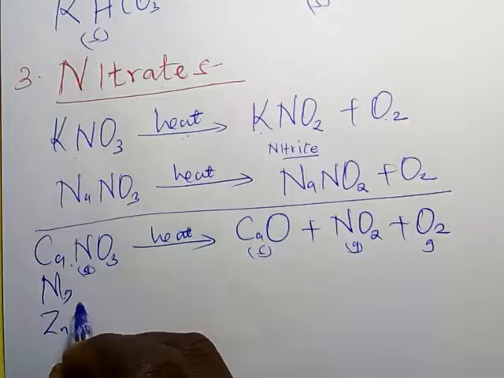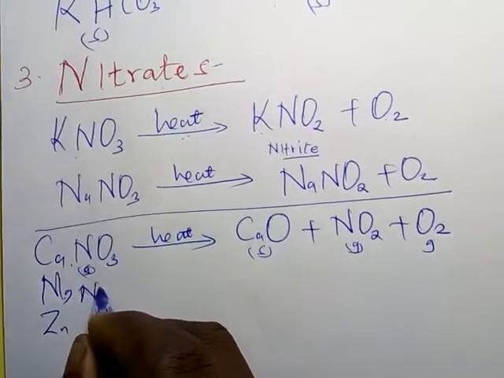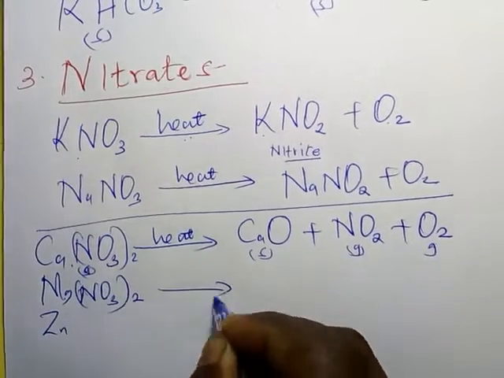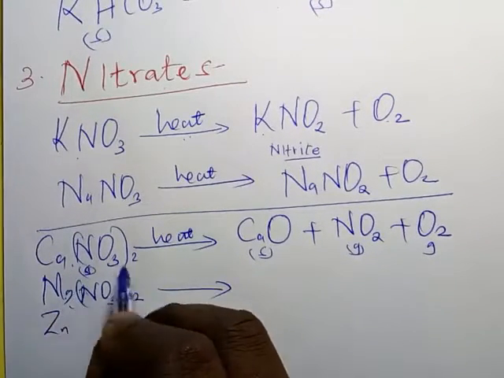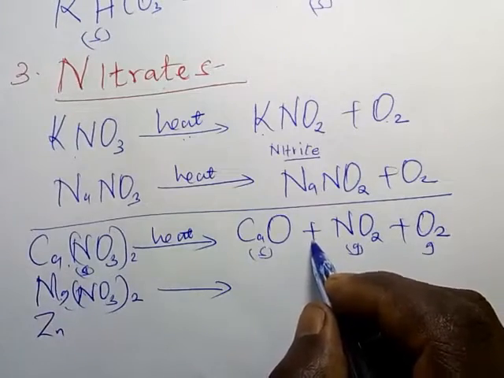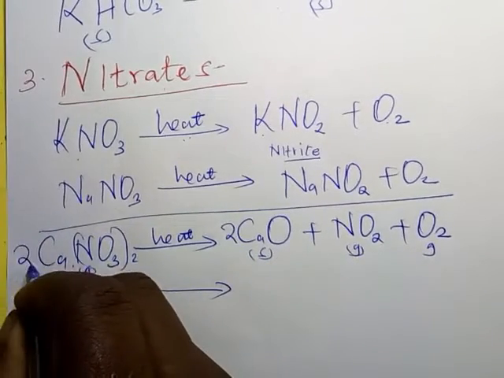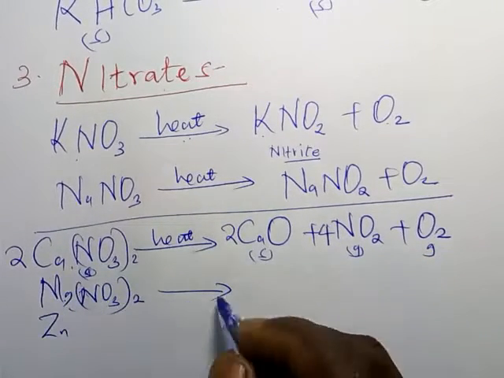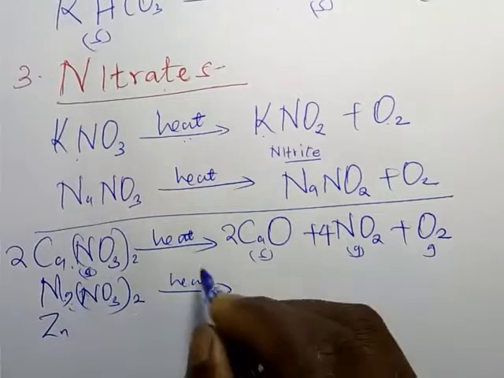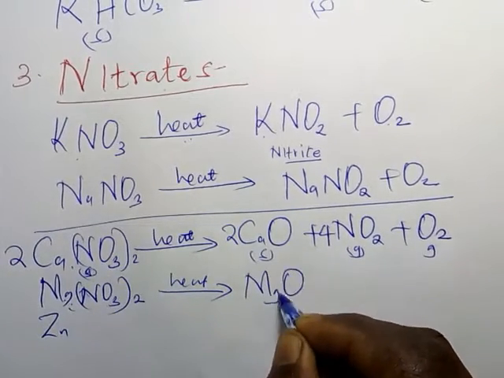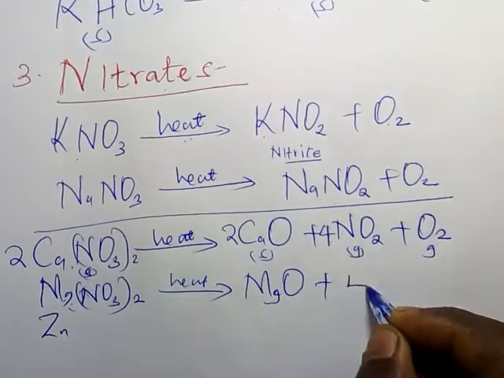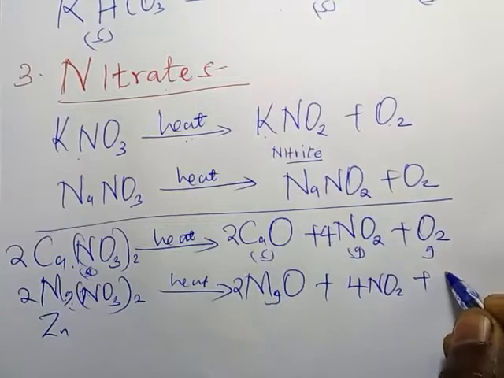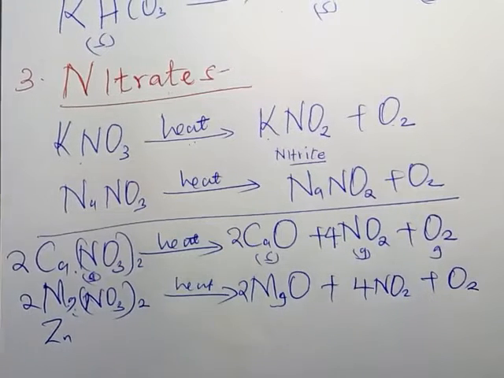So the magnesium nitrate, there is 2 here, sorry. This one will form 2 here. Therefore we need to balance the equation by putting 2 here, 2 here, 4 here. We balance like that. So magnesium nitrate will decompose on heating to form magnesium oxide plus 4 nitrogen dioxide, here there is 2, there is 2 there, plus oxygen. So that's how they will form.